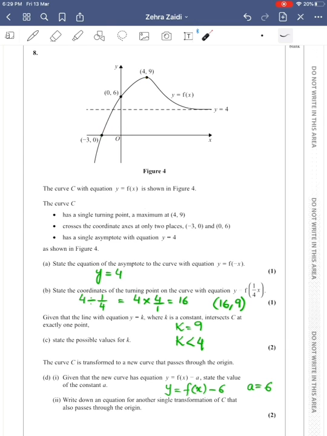Alright, so how do we write the transformation? The transformation is y is equal to f of x minus a certain value. Now this value is the number of steps that we are moving to the right, and when we move from this point to this point, we are moving 3 steps to the right. So our answer is y is equal to f of (x minus 3). Alright.